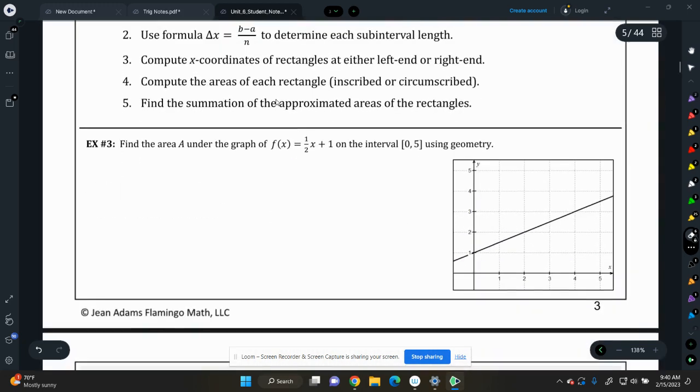I don't want to do that yet. So let's look at example number 3. I don't want to look at the definition yet because that just makes it very confusing looking. Look at example 3. Find the area under the graph of f of x equals 1/2 x plus 1 on the interval from 0 to 5 using geometry.